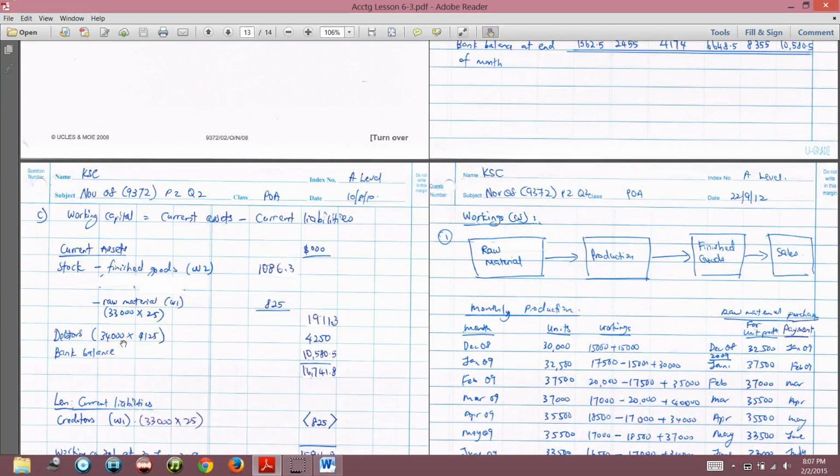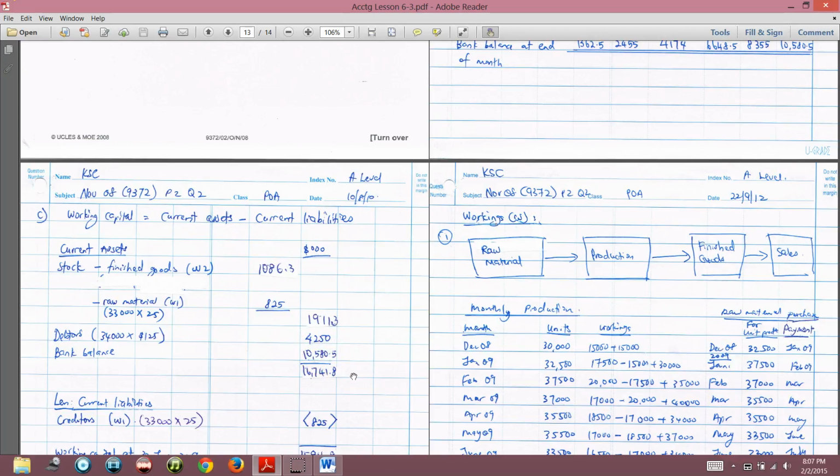So they are saying that sales are on 1 month credit term. So that means June sales is not collected yet. So June sales will be 34,000 times 125, 34 times 125, which is 4250. So that's my debtors, 34,000 times 125.